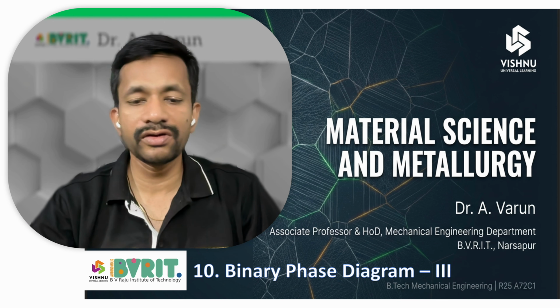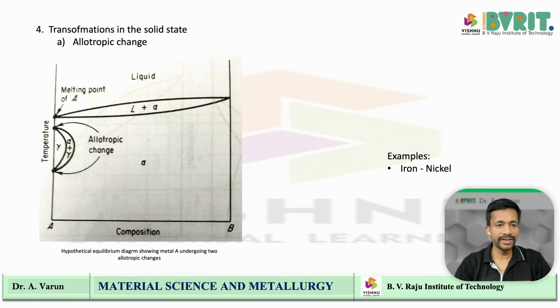And moving on to the topic, as we were discussing the different transformations from liquid, the isomorphous, eutectic, partial eutectic, and also peritectic reactions, we have seen in detail. And now we are going to discuss the transformations that take place in the solid. Interestingly, the first type is allotropy. That means the existence of two or more crystal structures at different temperatures is called allotropy.